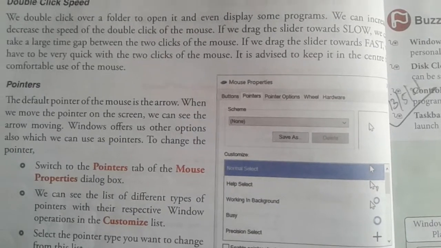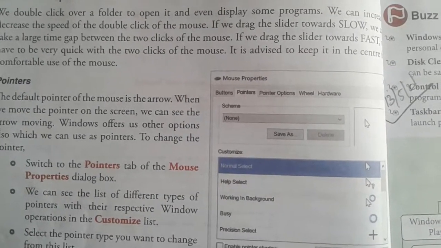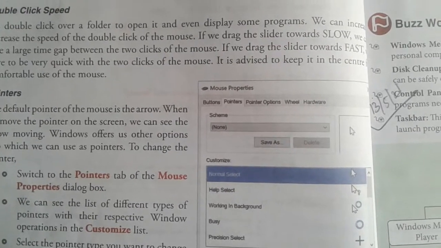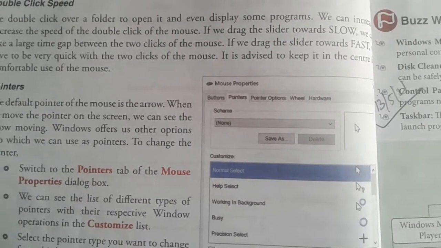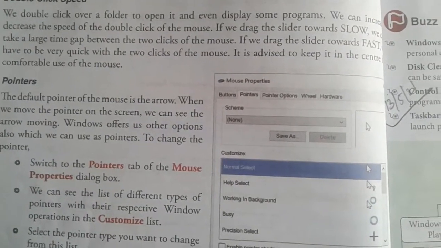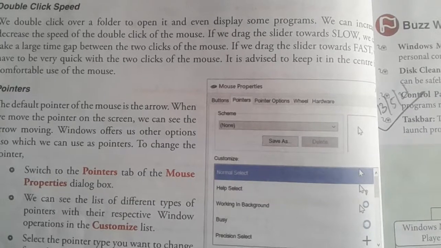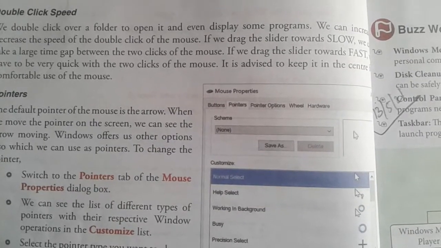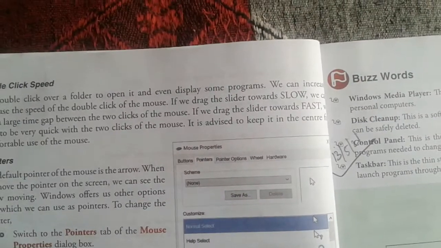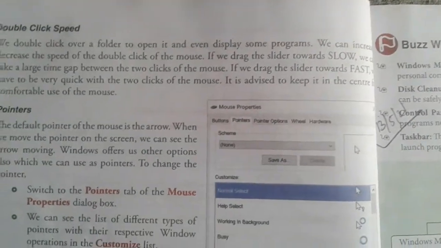towards slow, we take a large time gap between the two clicks of the mouse. If we drag the slider towards fast, we have to make the two clicks of the mouse very quickly. It is advised to keep it in the center for comfortable use of the mouse.